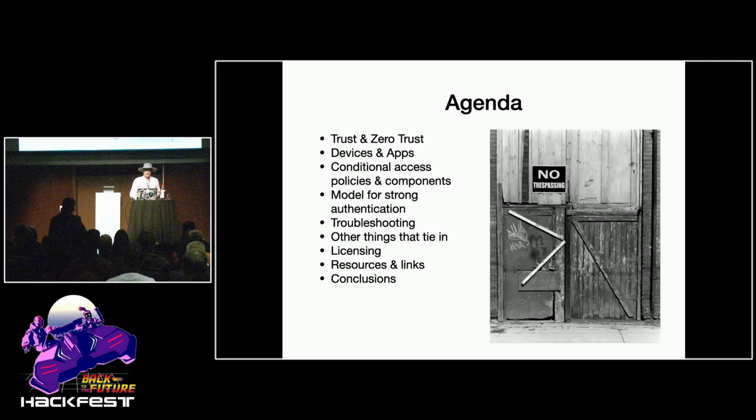We're going to move into an agenda. We're going to talk about trust and zero trust. We're going to talk about devices and apps. We're going to talk about conditional access. We're going to talk about policies and their components. We're going to cover a model for strong authentication, and what does that actually look like in this space? We're going to go through some troubleshooting aspects of it. There's a few other things that tie in with these services. And then we're going to get into licensing, because it actually is very important to what you're capable of doing. There's some resources and links, and then some conclusions at the end.